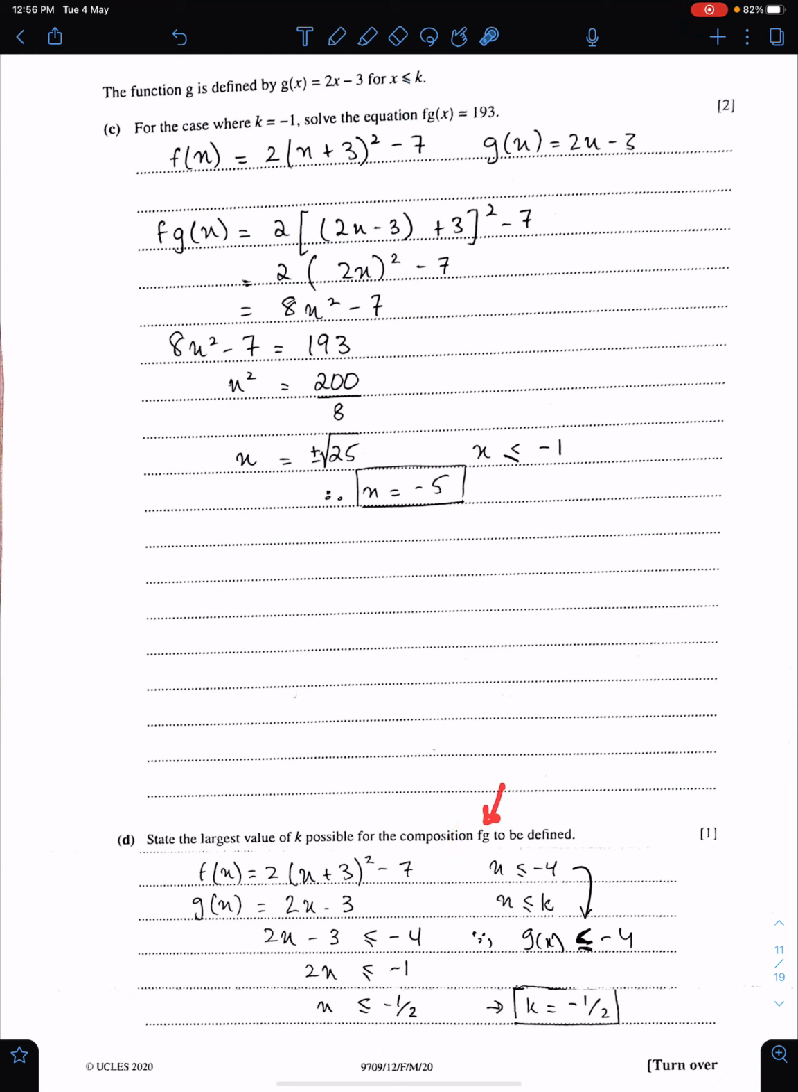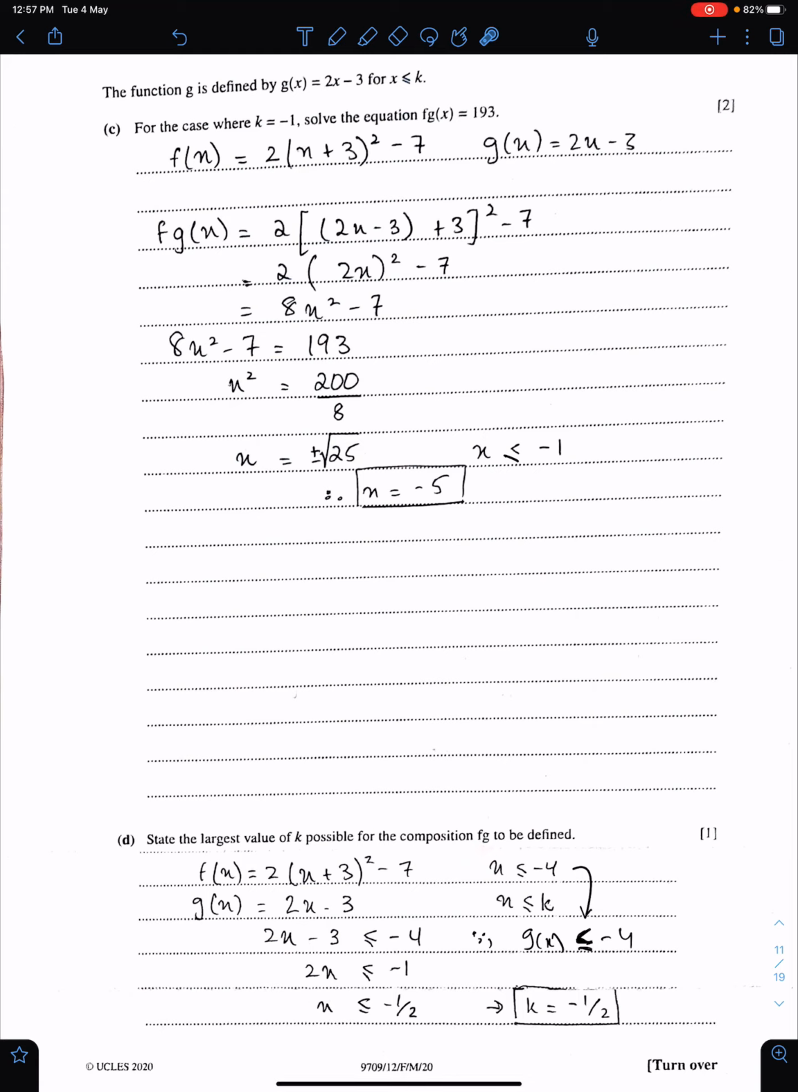I discussed these things in detail in my composite functions lecture. If you have difficulty to solve this part, or if you have any query regarding this part, and if you want to understand this part comprehensively in detail, you must watch my lecture on composite functions. So for fg to be defined, the domain of f must contain the range of g. This is the rule. Let me repeat, the domain of f must contain the range of g.